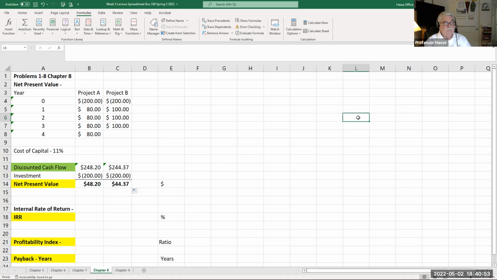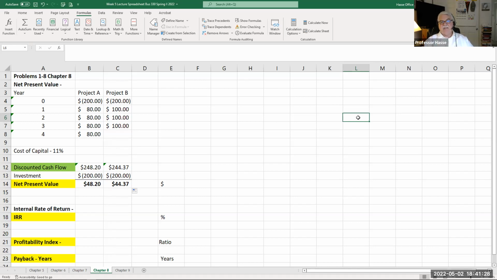$44.37. So if I was this company and I was the financial manager, the CFO, the controller, whatever, and I wanted to make a decision. Should we go with project A or project B? Well, the usual answer, the likely answer would be we're going to go with project A. It's giving us a greater return in present value by only $4, but big deal, of $48.20. It's more profitable for us in today's dollars to make that investment. That's the net present value method.